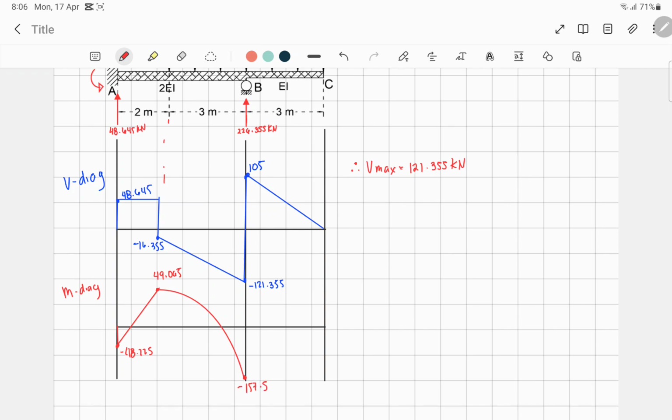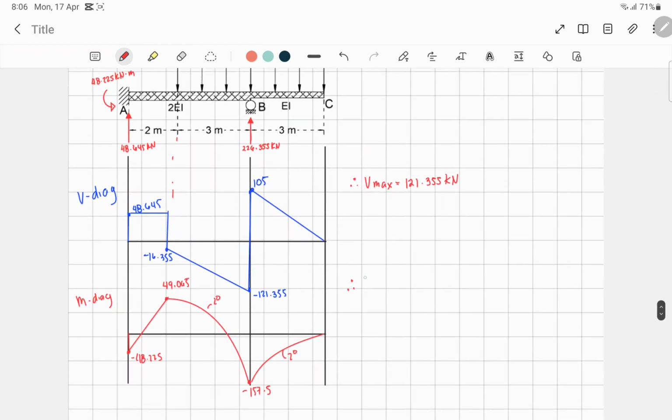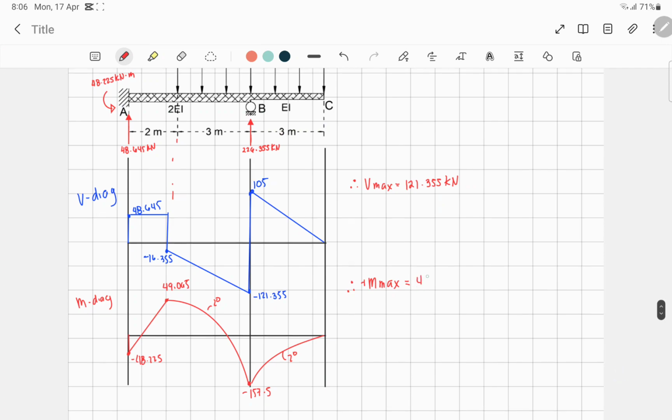And then 157.5 plus this area here, which is 105 times 3. So, makukuha, so 1/2 times 105 times 3, that is 157.5 rin. Therefore, magsasarado yung ating moment diagram. So, this is a 2 degree curve. Okay? So, just by looking sa ang pag-analyze natin, ang ating maximum positive moment is equal to, diba? So, siya lang meron dyan. So, 49.065 kilonewton meter.